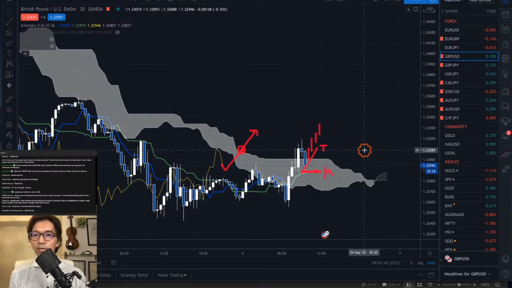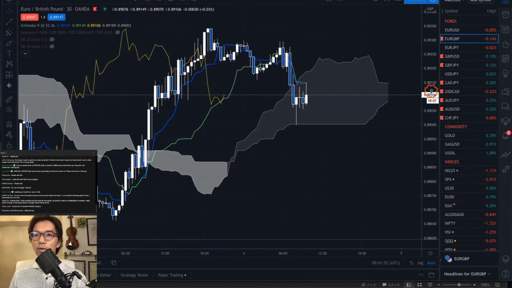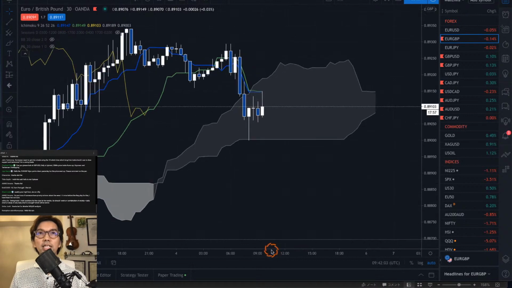Euro GBP: Kijun-sen points downwards yesterday, but the price went up. Let's see. Kijun-sen looks to be flat now. Technically it's going down, but it's more towards the flat side. And so is the Tenkan-sen.